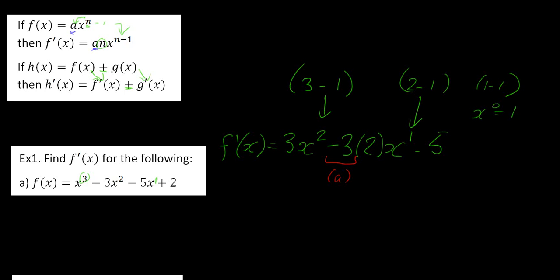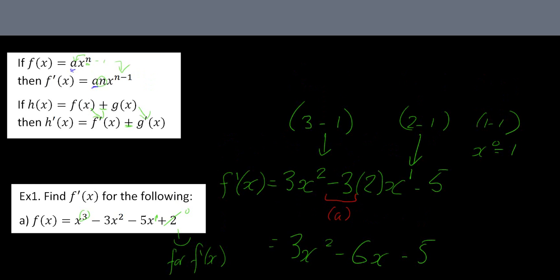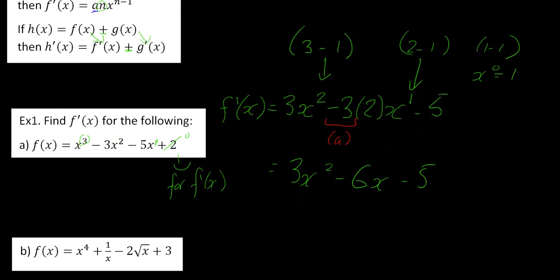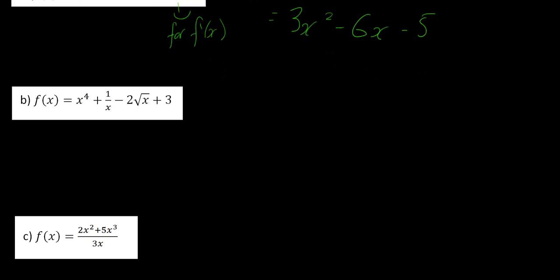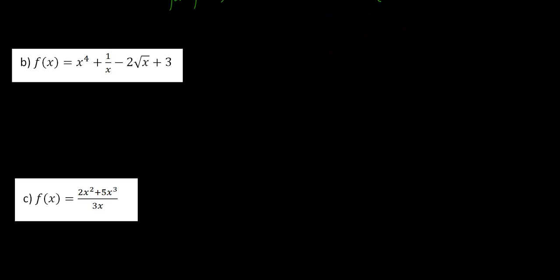And this 2 over here, this one over here will become 0 for f of x. And if we just clean up the algebra here a little bit, we're going to get 3x squared minus 6x minus 5 as our derivative function. Okay, so it's quite straightforward when everything's already in index form. So let's go down and have a look at something where we have to do a little bit of work to actually get our final function.